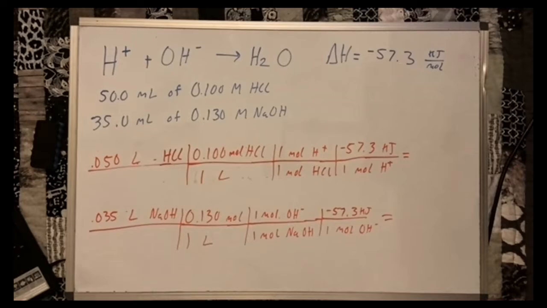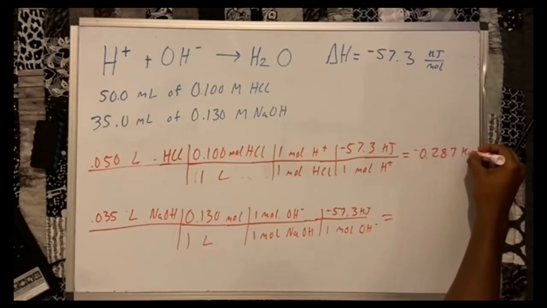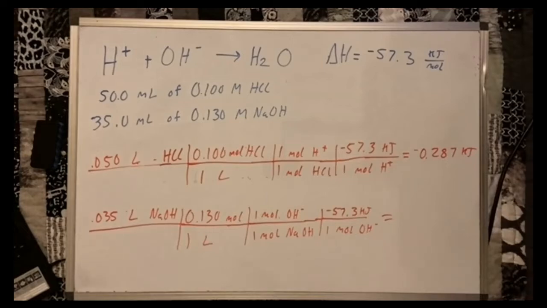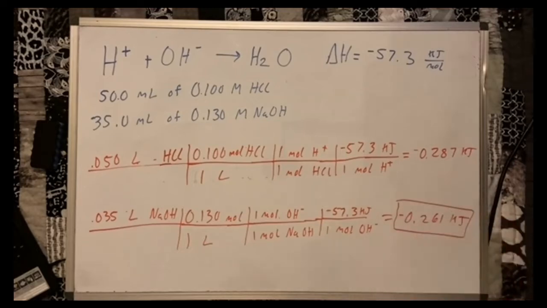So for the top one, how many sig figs do I want? Probably 3. So negative 0.287 kilojoules. And then for the next one, is it 3.5? I got negative 0.261 kilojoules. I remember from our limiting reactant problems, we picked the smallest one, so choose this one. Okay, hopefully that's the answer. Let's see.